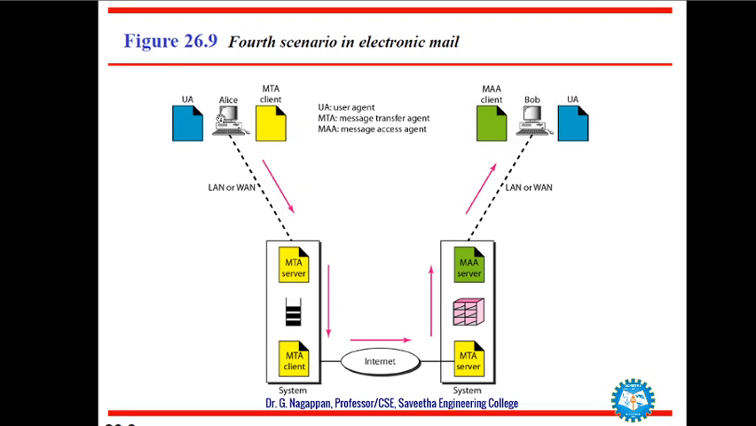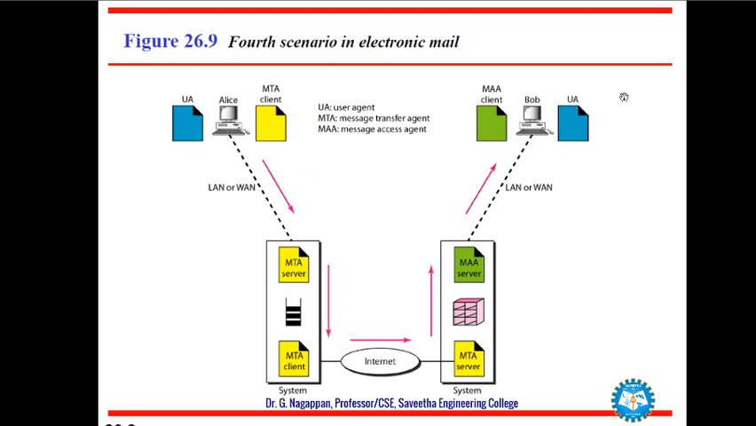In that case, the sender sends it with the help of the message transfer agent client, and it is received by the message transfer agent server at the client side. This mail server queues it and sends it to the MTA client through the internet, and it is received at the corresponding MTA server at the receiver side, and that is categorized, and through the message access agent it reaches the message access client. So this may be a push or pull.